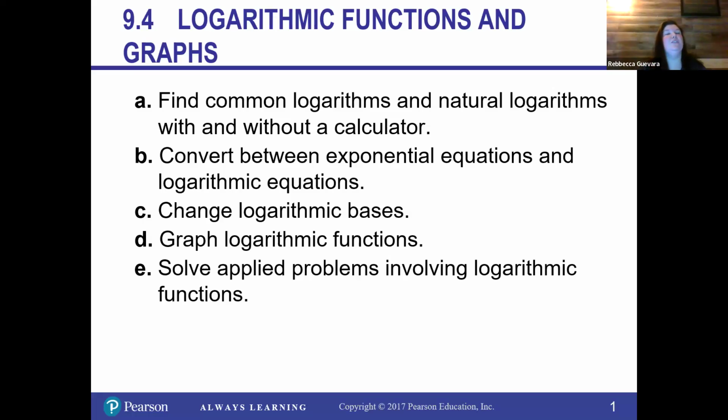All right, so starting for our last lesson here, we're going to start with logarithmic functions and their graphs. So we're going to talk about common logs, natural logs, trying to find these with or without calculators. And then there's going to be this conversion between exponential functions and logarithms, and then logarithms to exponential functions, change of base, and then graphing.